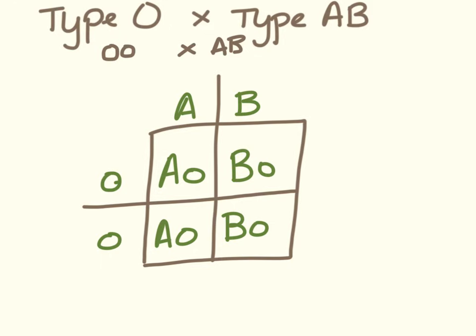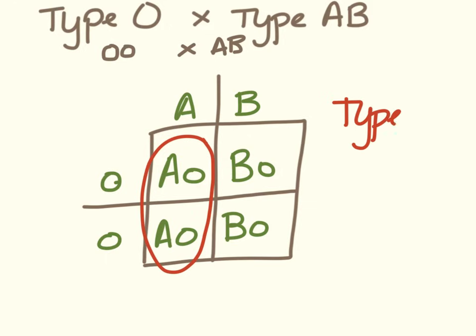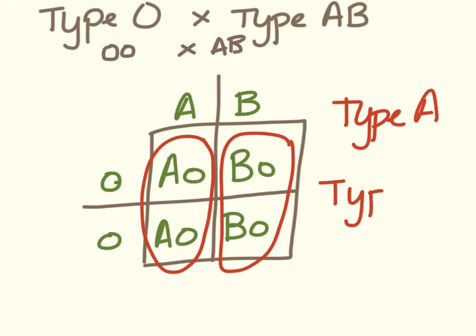So here we can see that these two individuals will have type A blood, because as long as there's one A present, it is going to display the A phenotype. And this other will be type B blood. So for our offspring, we would have a 50% chance of having offspring with type A blood and a 50% chance of having offspring with type B blood.